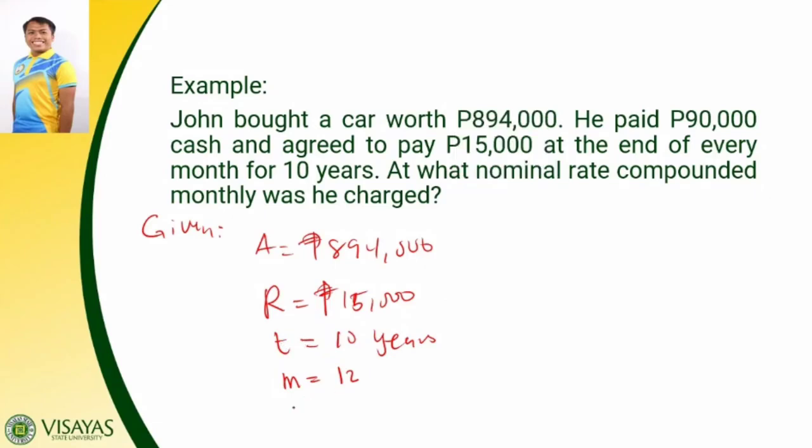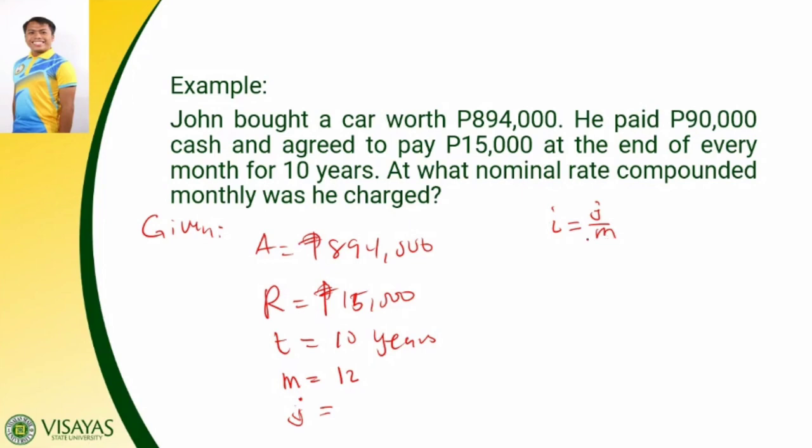Okay? So we wish to find the value of J. Okay? The value of J. Remember that our original formula is I is given by J over M. Okay? J over M. The rate over the interest period.